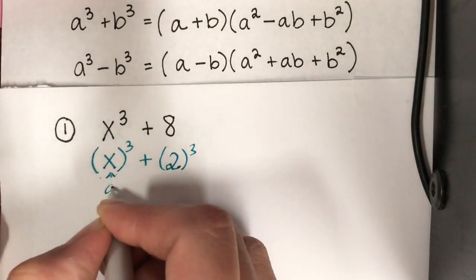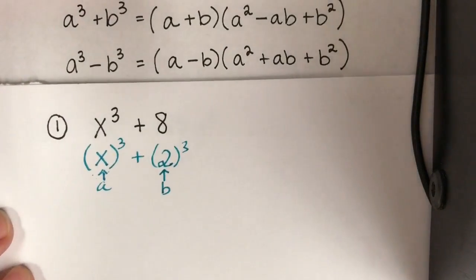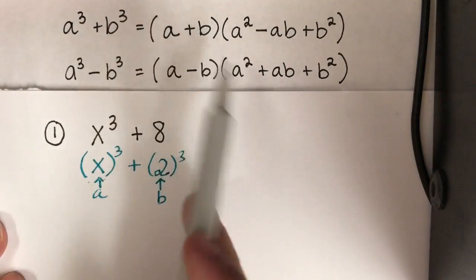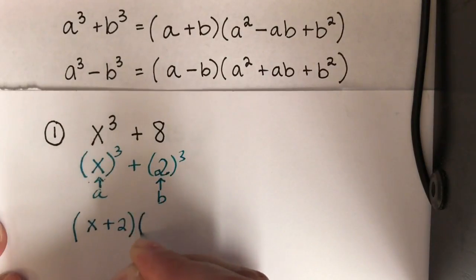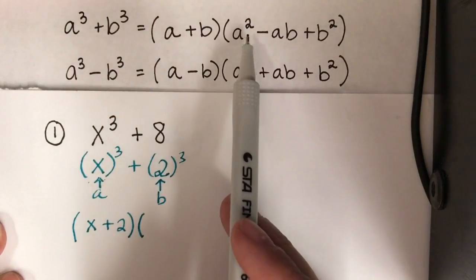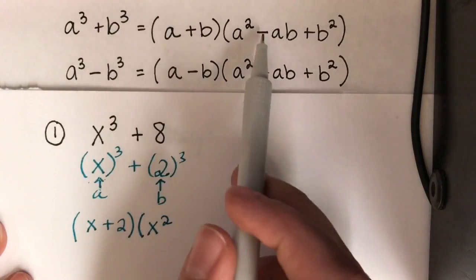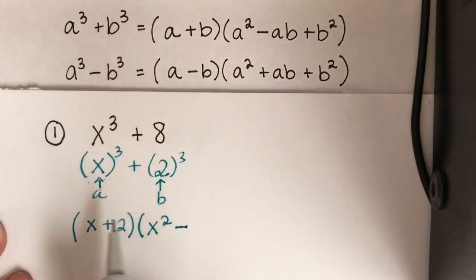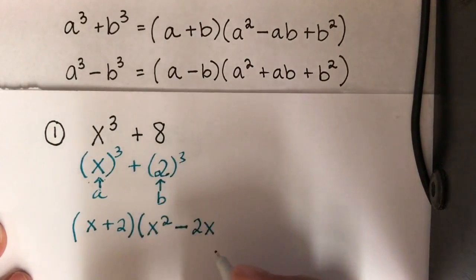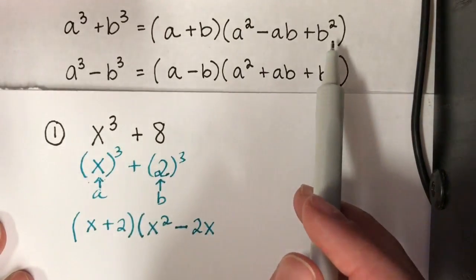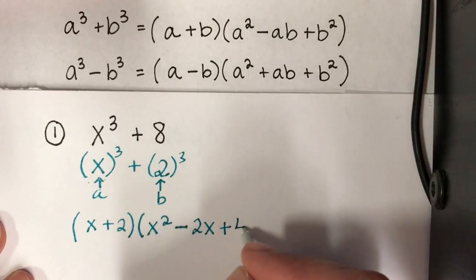So I've got my A and my B. Now I'm just going to plug that into my sum formula. So A plus B, that would be x plus 2. Then going over to my next part, A squared would be x times x, x squared, minus AB. Well, that would be x times 2, or 2x. And then plus b squared, well, b is 2, 2 squared is 4.